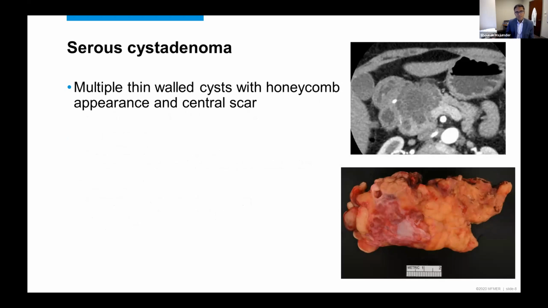The next benign cyst type that I'll share with you is a serous cystadenoma. So radiologically, the appearance of a serous cystadenoma can sometimes be fairly classic. You'll see multiple thin-walled cysts with what is a buzzword for board exams, the honeycomb appearance, and the central scar. So you can see that this is a representative CT image of a serous cystadenoma.